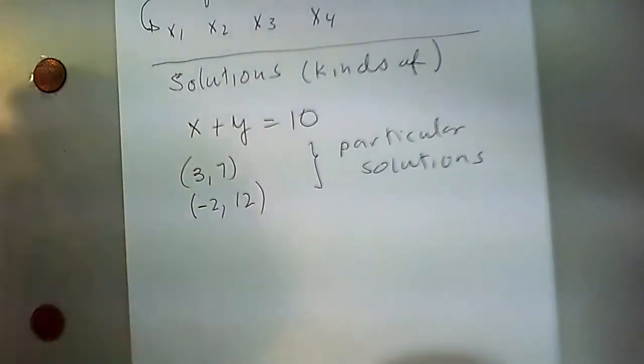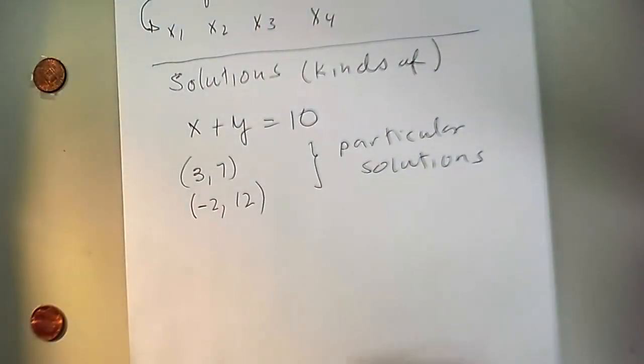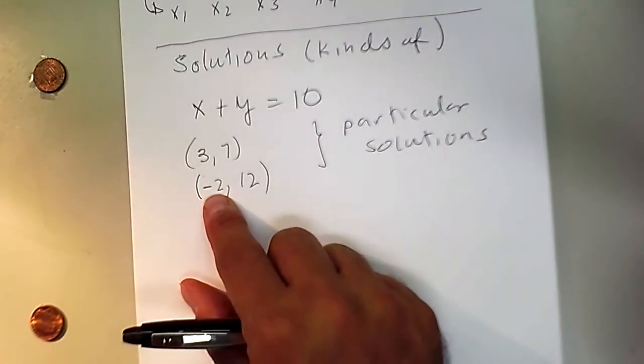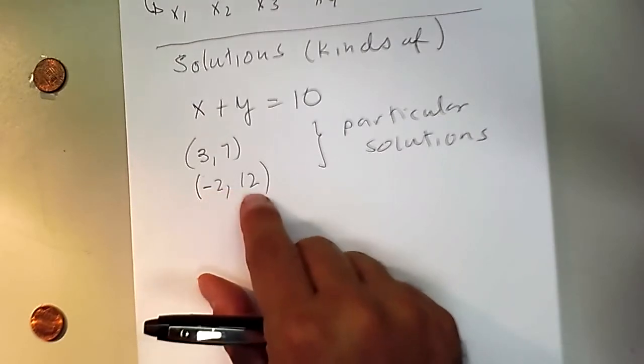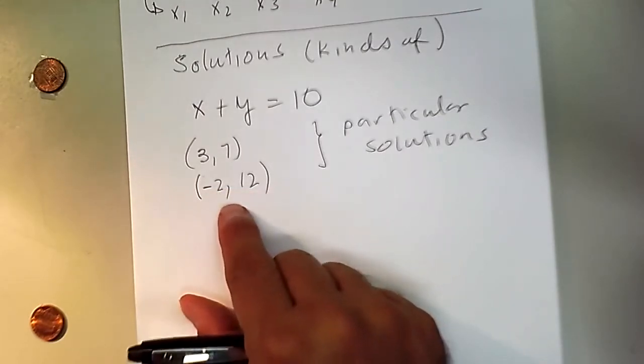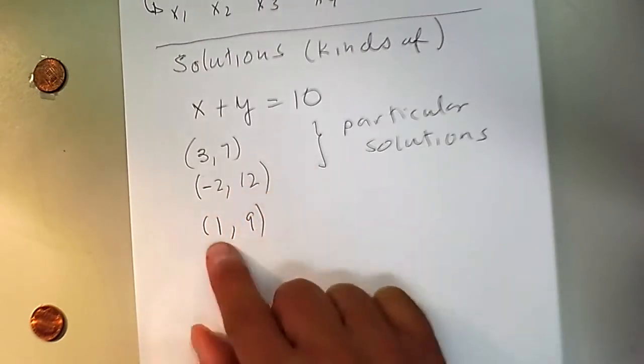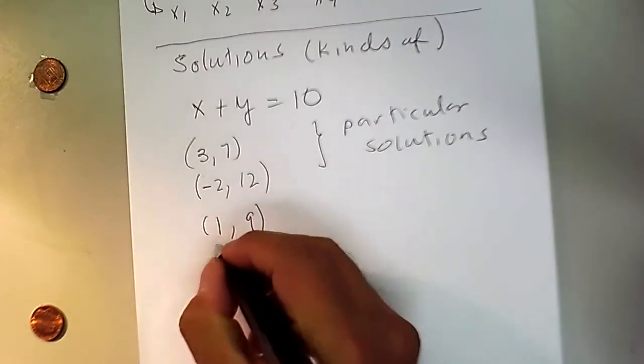If one of the variables is 1, then we're going to label the solution as a special solution. So 1, 9 is special because of this 1.